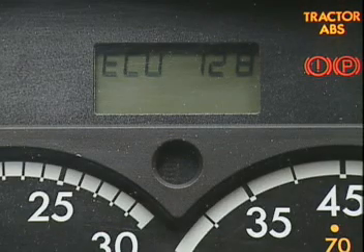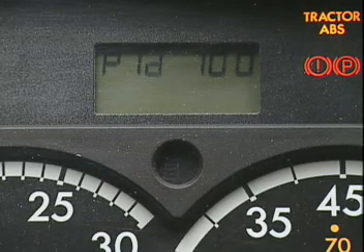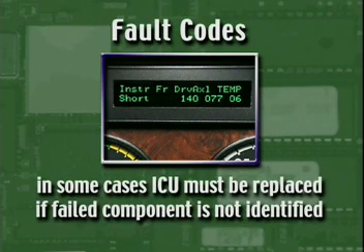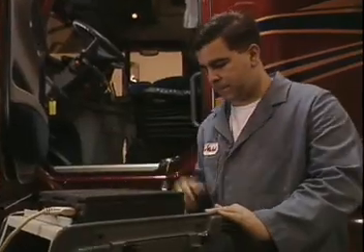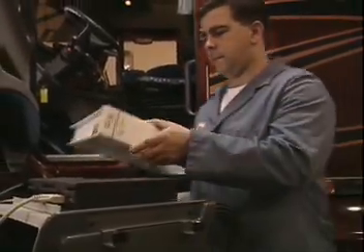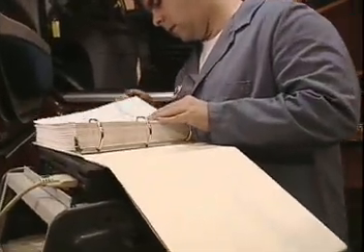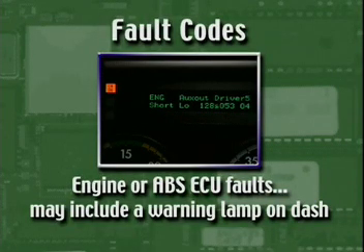If a fault code displays on the ICU screen, it indicates a problem with the ICU or another system on the vehicle. A fault code with a MID of 140, 142, or 234 indicates a problem with the ICU. In some cases, the ICU must be replaced if a failed component is not identified. All other MIDs require you to refer to either the workshop manual or to the OEM's diagnostic and repair literature to diagnose the problem. For engine or ABS ECU fault codes, you may also see a warning lamp on the dash.